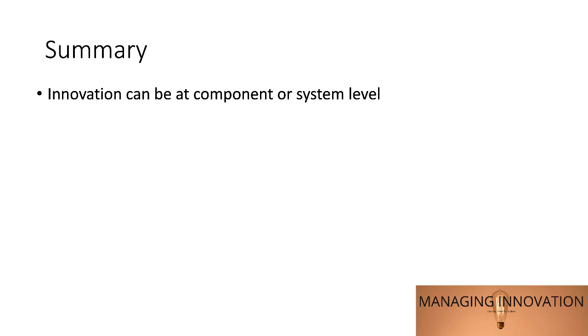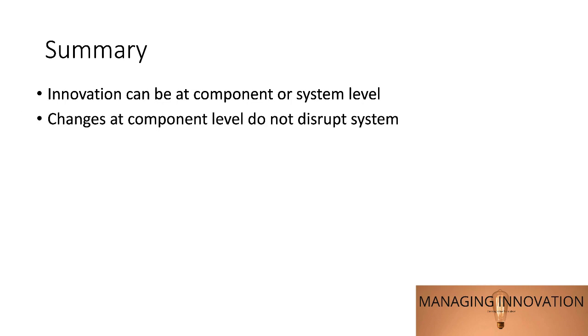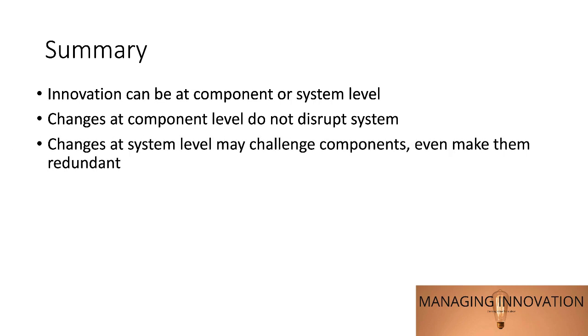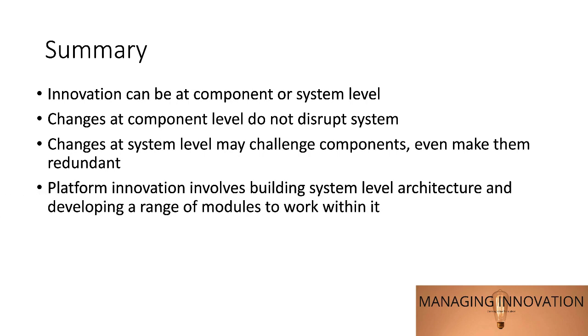So, a brief summary. Innovation can take place at component or system level, as well as in different directions and as well as with different degrees of novelty. Changes at the component level don't disrupt the system level, so we can make those small changes without necessarily having to change the core system. But the other way round, changes at the system level may challenge our components and even make them redundant. Think about shifting from a fuel based on petrol to a fuel based on electricity in a motor car, and how much the car component innovations would have to change.